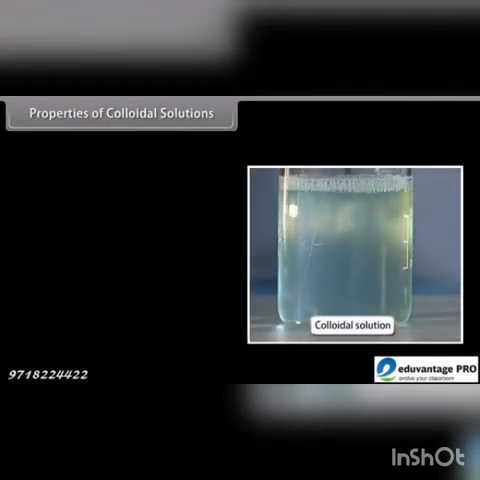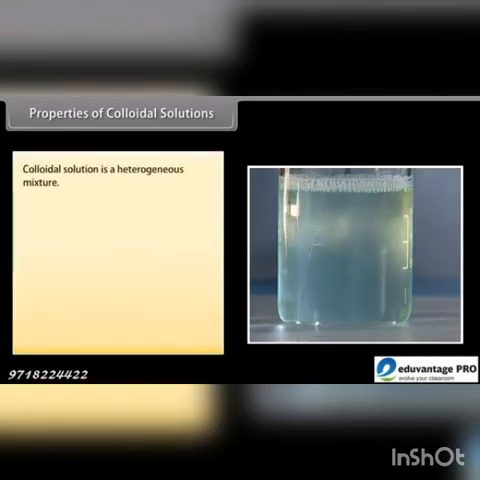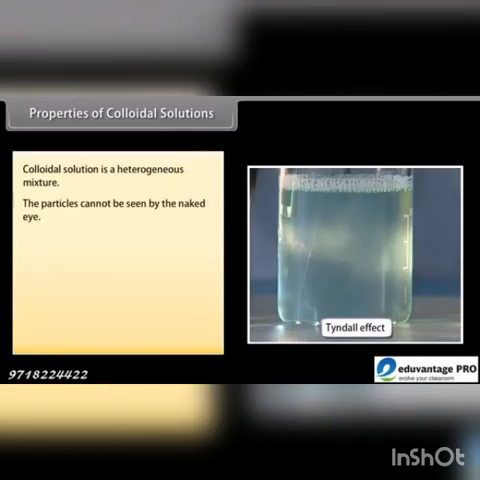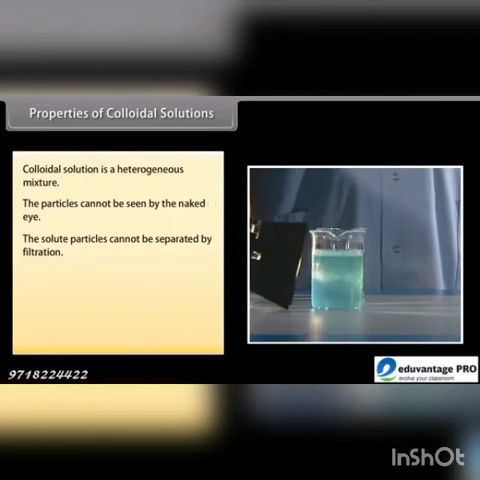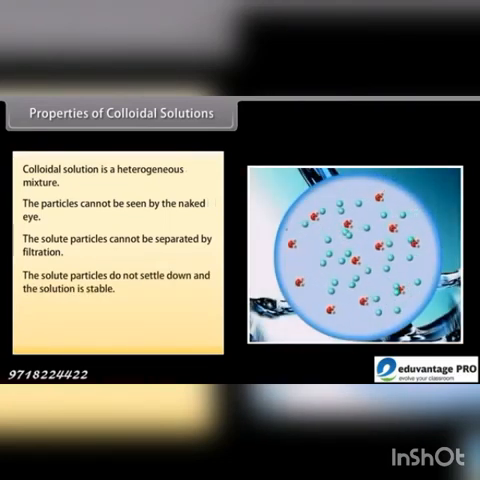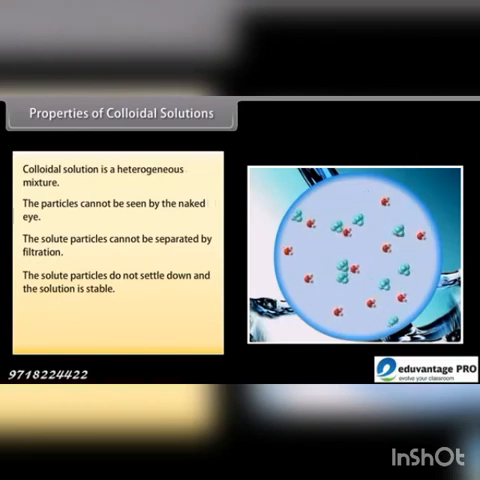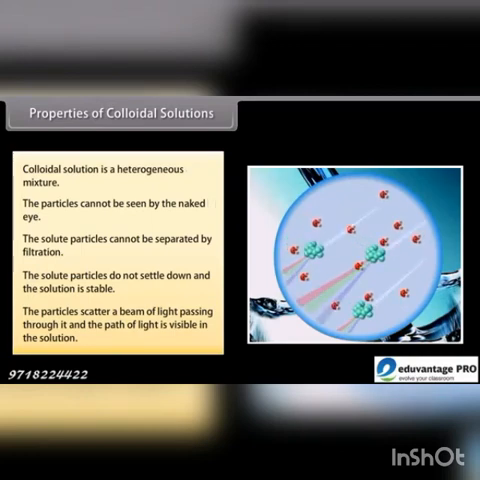Properties of colloidal solutions. Colloidal solution is a heterogeneous mixture. The particles cannot be seen by the naked eye. The solute particles cannot be separated by filtration. The solute particles do not settle down and the solution is stable. The particles scatter a beam of light passing through it and the path of light is visible in the solution.